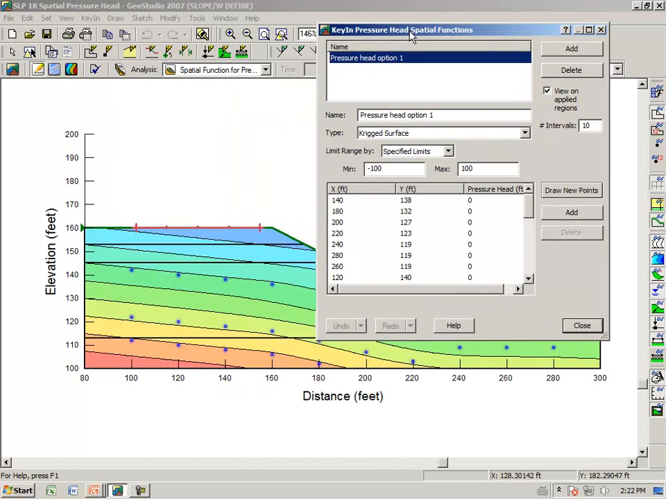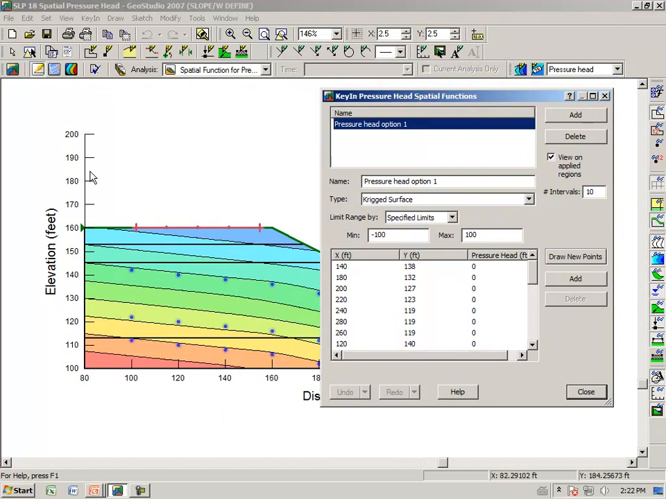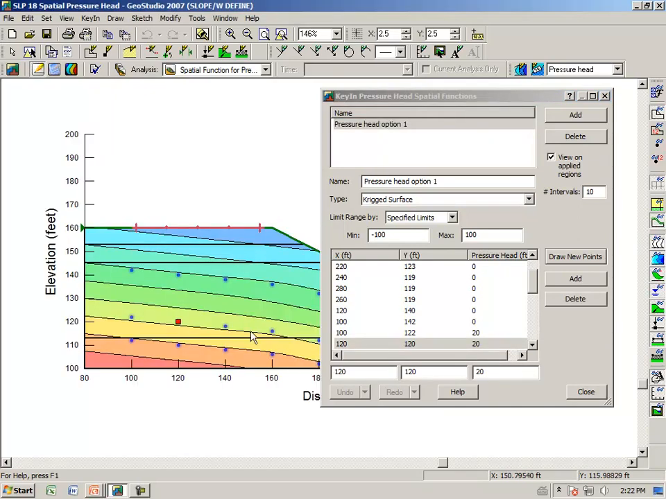And to those of you who were part of the shear strength session where we showed how shear strength could be defined by a spatial function, this function here and this Key In box works exactly like it did for shear strength. We can click on any point and we see that the corresponding point is highlighted in this edit box.